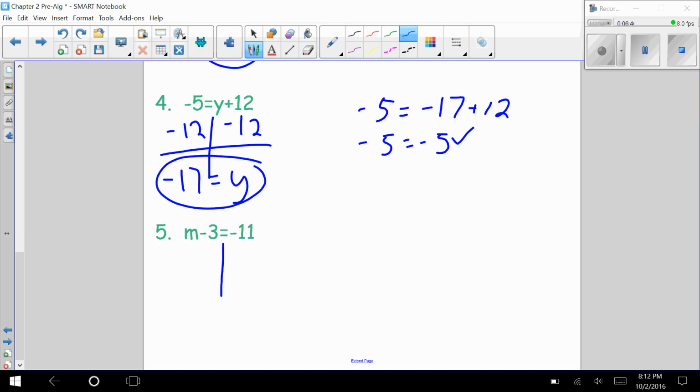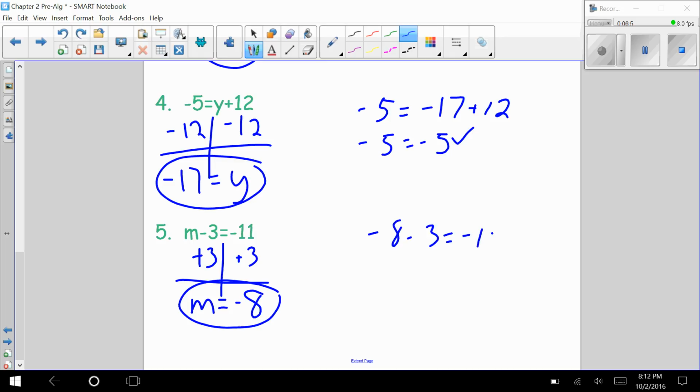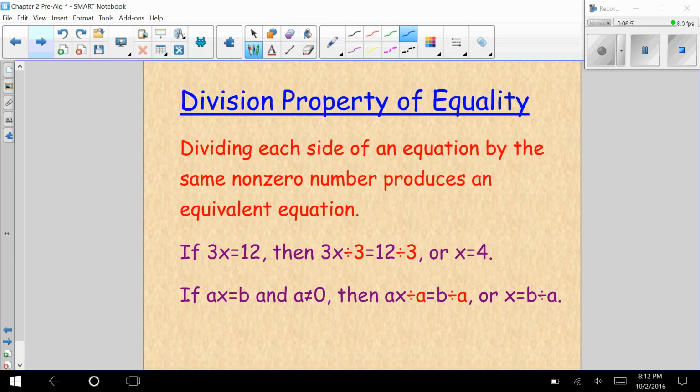And for number 5, we're going to add 3 to both sides. So m equals -8. -8 minus 3, is that equal to -11? Well, yes, it is. That checks out.